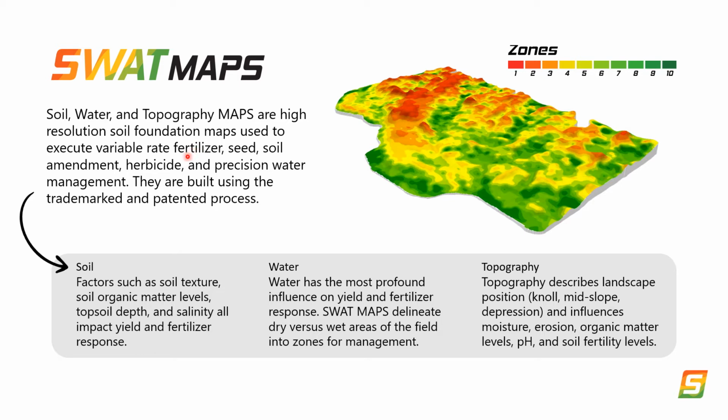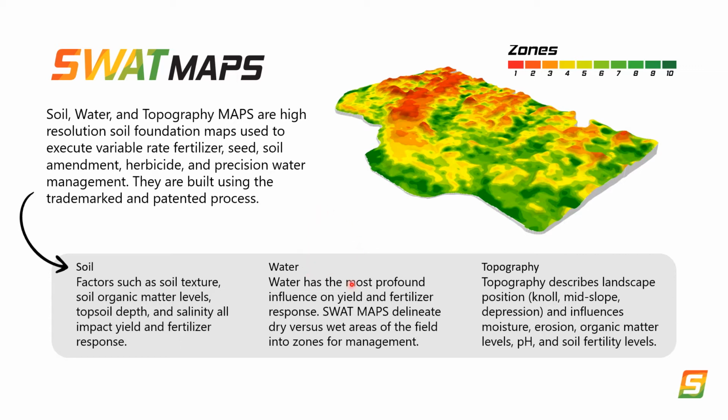So SWAT stands for soil, water, and topography. And they're built from those stable factors in the field that don't really change over time or take a really long time to change. So things like soil texture, soil organic matter, topsoil depth, salinity, how water moves across the field, where it sheds and where it collects, and where erosion has occurred. So these long-term factors aren't really changing from year to year, unlike something like satellite imagery or yield maps, which can be influenced by hundreds of different factors.